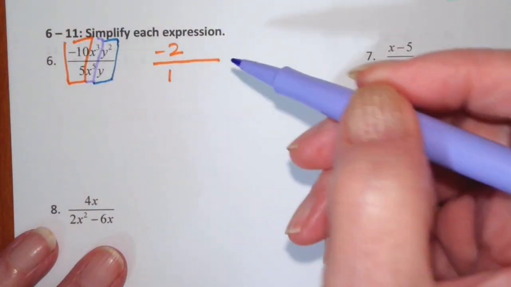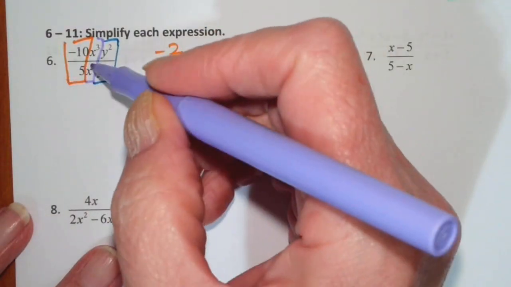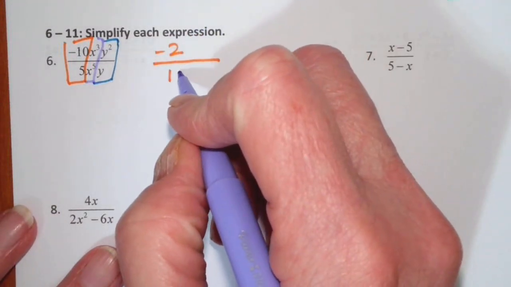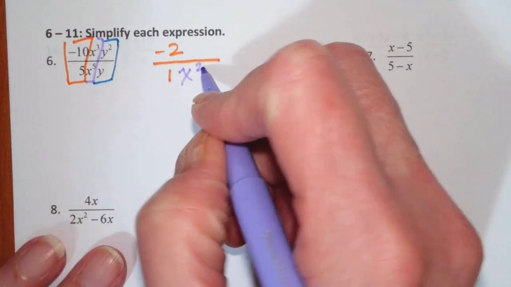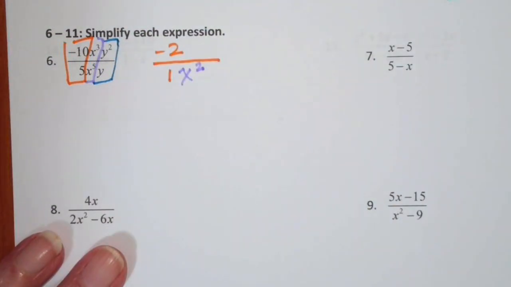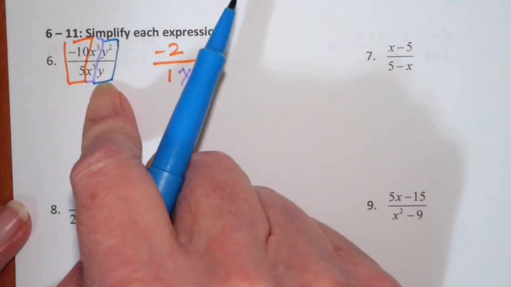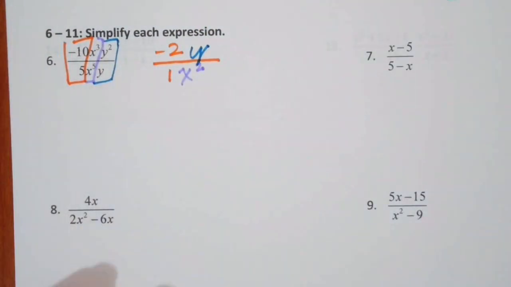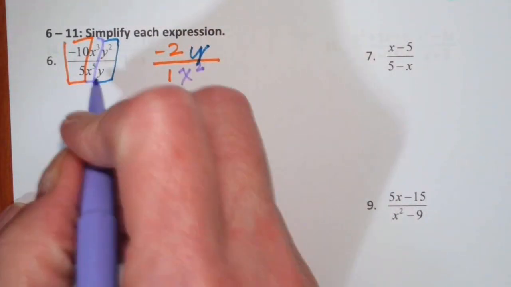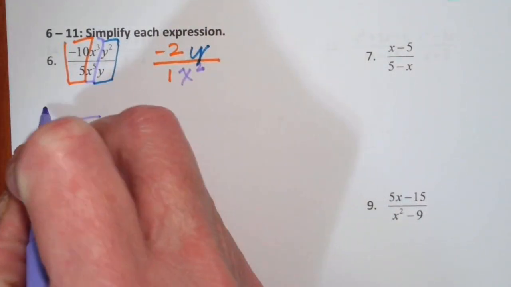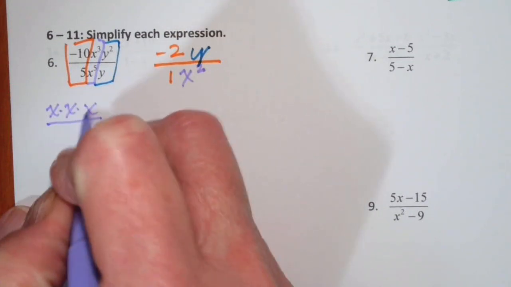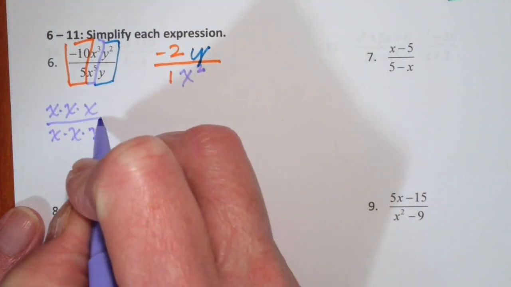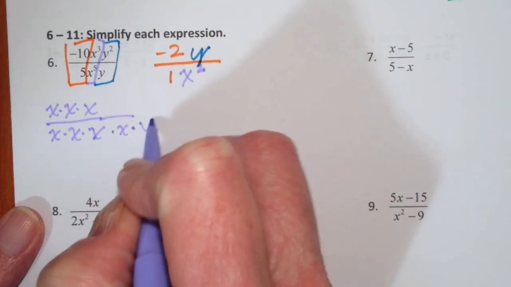X to the third over x to the fifth, well, I have two x's in the denominator that I don't have in the numerator, so this becomes x to the second in the denominator. And for the y's, I have 2 in the numerator and 1 in the denominator, so that leaves me with 1 in the numerator. Now, if you need help with any of this, remember for my x's, this means x times x times x divided by x times x times x times x times x.